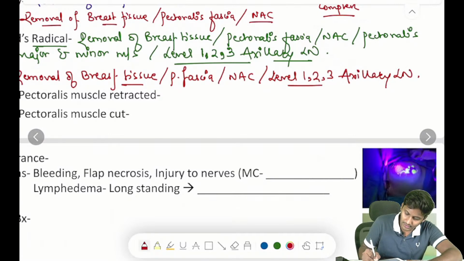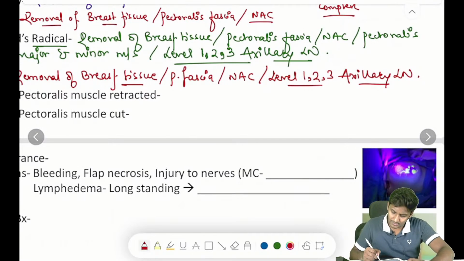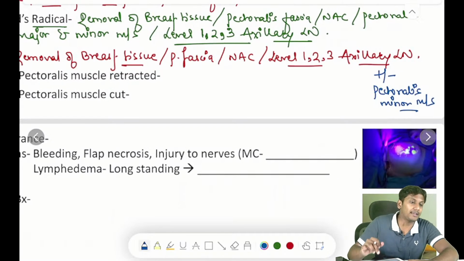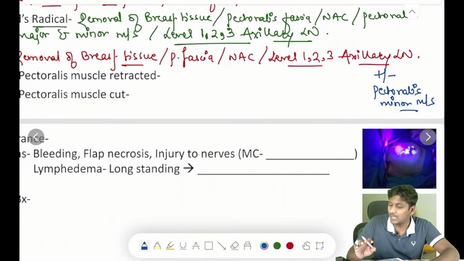So these are the structures we are going to remove, plus minus pectoralis minor muscle. Why am I writing plus minus pectoralis minor? Because in one type of modified radical mastectomy we are going to remove the pectoralis minor muscle, and in another we are not going to remove it. So sometimes the pectoralis minor muscle will be removed in MRM, sometimes it won't be removed. Therefore I am writing plus minus.